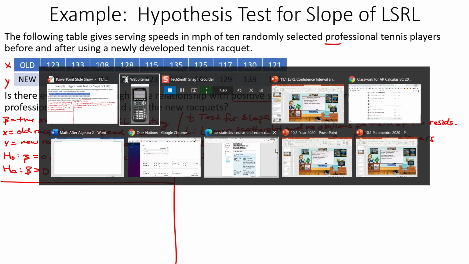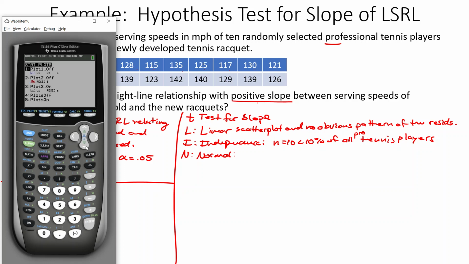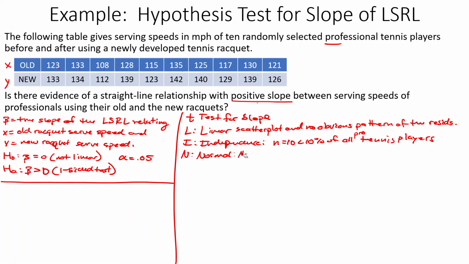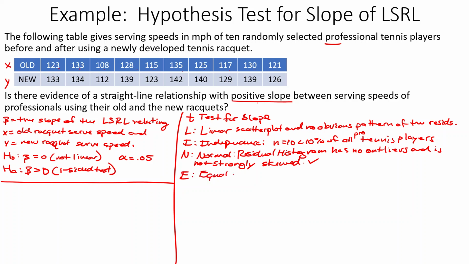All right, the normal condition. We want to look at the histogram of the residuals. So we go back to our stat plot. I'm going to turn off the residuals here and back to stat plot. I've got it saved in number 2. I'm going to turn this one on, and it's just the residuals. Zoom 9. And there's our residual graph. It's a little bit skewed, but it's not bad. So there are no outliers. We want to say this is the histogram of the residuals: the residual histogram has no outliers and is not strongly skewed. So that checks out.